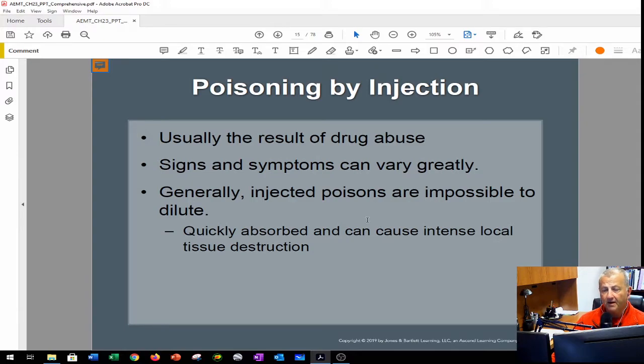Now we move to poison by injection. The bad thing here is we're straight to the bloodstream. We can't get it back. We can't dilute it. It is what it is. And so we're left with the symptoms of whatever poison they've put into their system, or whatever drug accidental overdose. But you cannot dilute it. It's already there. And I think we already understand the physiology behind that.